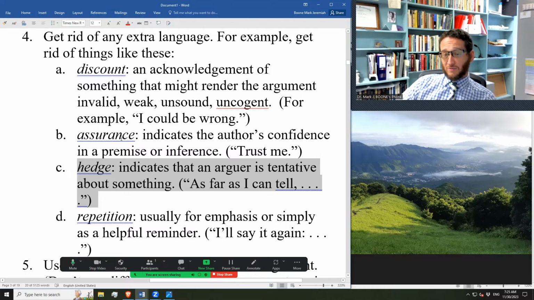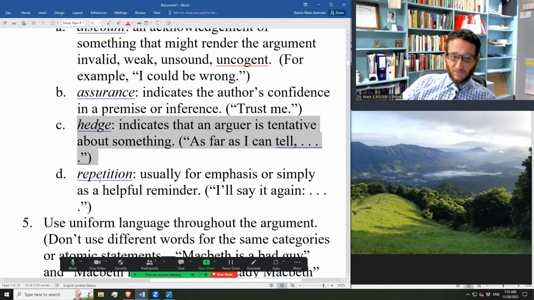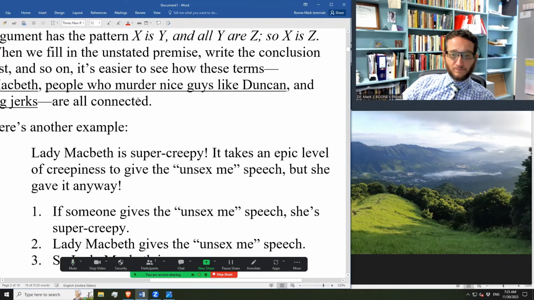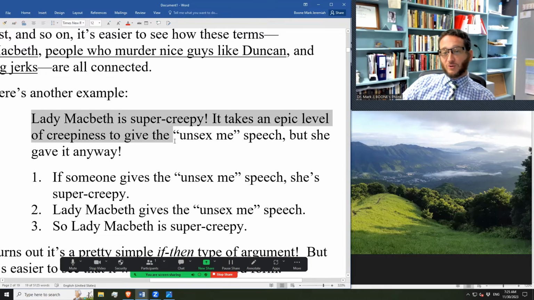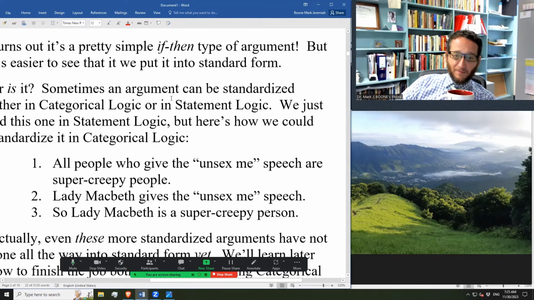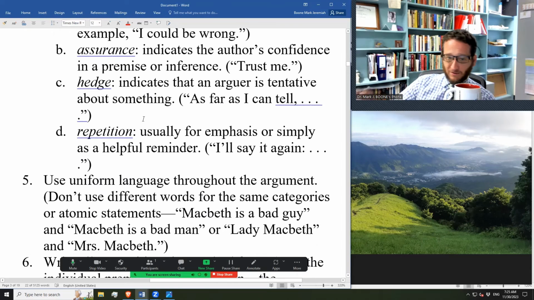A hedge indicates that an arguer is tentative about something, like until I learn otherwise, as far as I can tell. And repetition, that happens as well. You might find a premise stated twice, or a conclusion stated twice. Lady Macbeth is super creepy. It takes an epic level of creepiness to give the unsex me speech, but she gave it anyway. So creepy. So when I say so creepy at the end, that's a repetition of the conclusion, and not even a full repetition of that. Just cut it out. You don't need it.